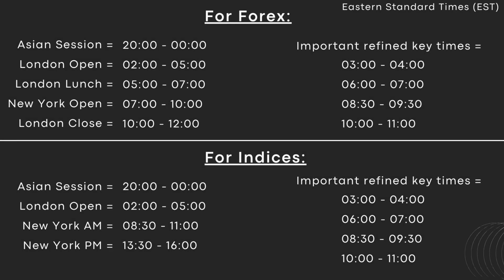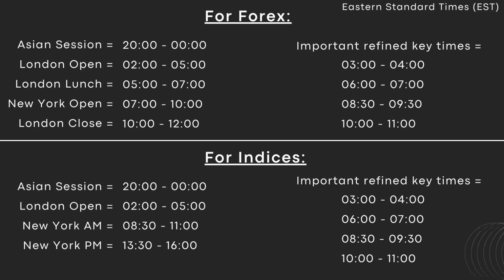Now, in this last slide, we'll discuss the kill zones for both Forex and indices, and the characteristics of each kill zone. Along with that, we'll also discuss some key times. For Forex, the times of the kill zones are the following. Asian session is from 20 Eastern Standard Time to midnight, or 0 Eastern Standard Time. Asian session usually forms a ranging profile and isn't a key time.